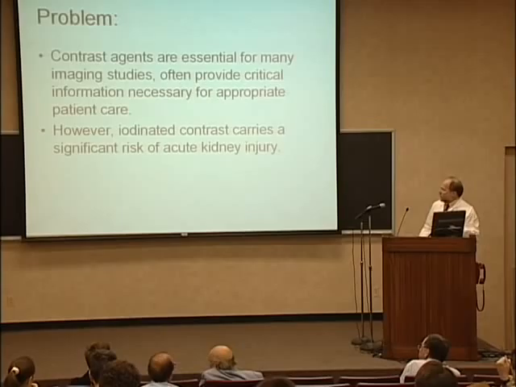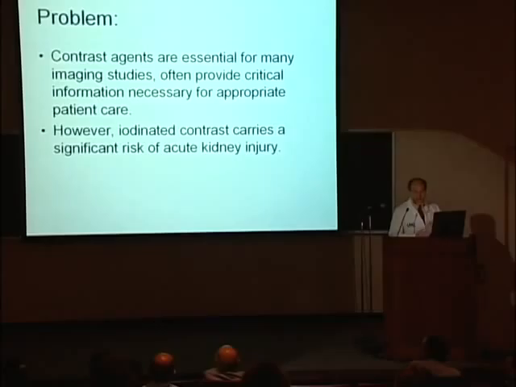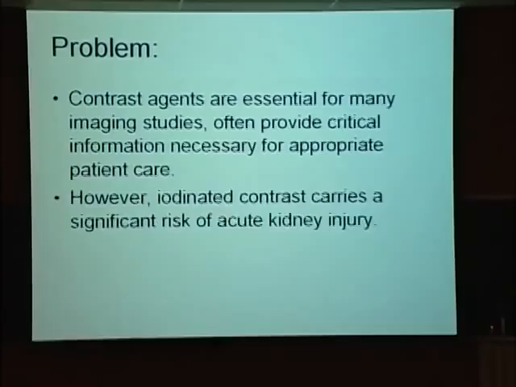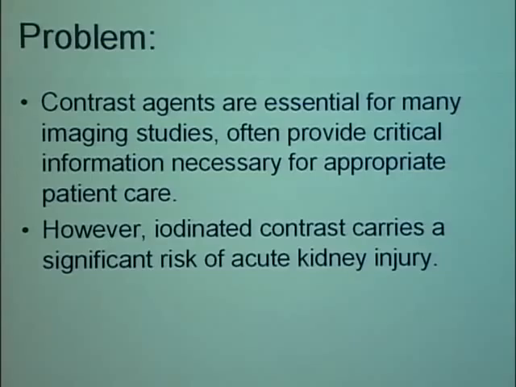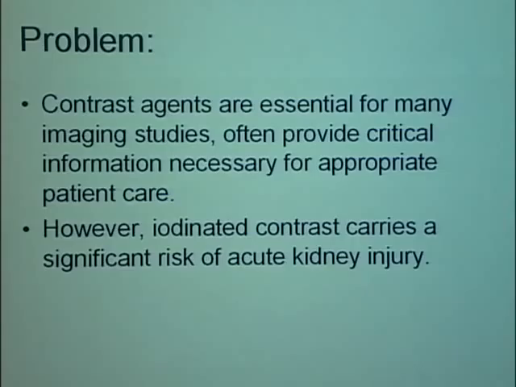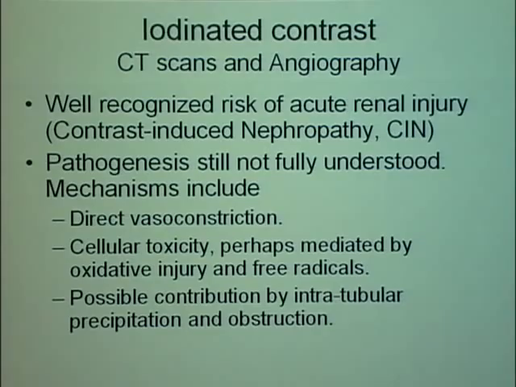Of course, the problem is, I think, well recognized by everyone here. Contrast agents are really important. They provide us very useful information, sometimes critical information, to make decisions and implement treatment plans for patients. But there is a very real, although uncommon, but very significant risk of acute kidney injury related to iodinated contrast. This has been known for a very long time. Studies of nephrotoxicity go back into the 60s and 50s. But despite the long period of time in which this has been studied, the actual pathogenesis of contrast nephrotoxicity is still not really understood.